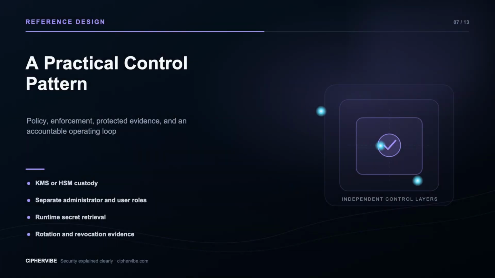Use this reference pattern. Begin with an explicit policy that describes the permitted outcome. Enforce that policy at the closest reliable control point. Route decision and activity evidence to protected storage. Then give an accountable team a tested path to review exceptions, correct drift, and respond to violations. The reference pattern centralizes keys and secrets in managed custody, lets narrowly scoped workloads use them at runtime, separates administration from use, and proves rotation and revocation through protected audit events.